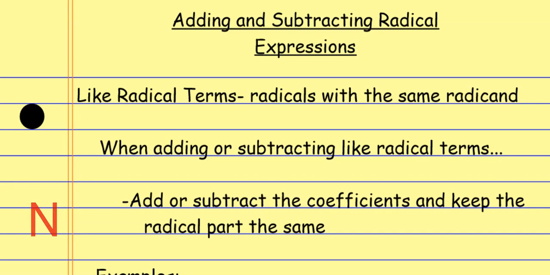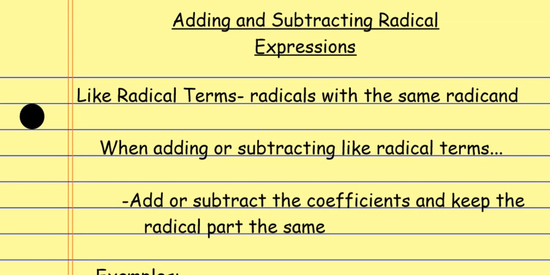All right, so the first thing we're going to look at is when are we allowed to add or subtract radicals? And the answer is pretty simple. It's when we have what we call like radical terms. Like radical terms are simply the same type of radical with the same radicand. So same type of radical, meaning if one's a square root, the other one has to be a square root. If one is a cube root, the other one has to be a cube root. And the same radicand just means they literally have to have the same value underneath the root. So if one of them is a 2 underneath, the other one better be a 2 underneath.